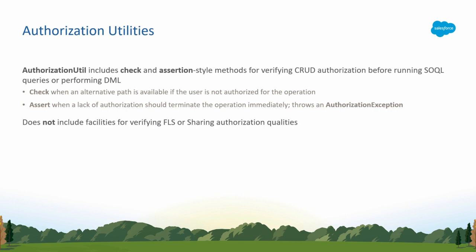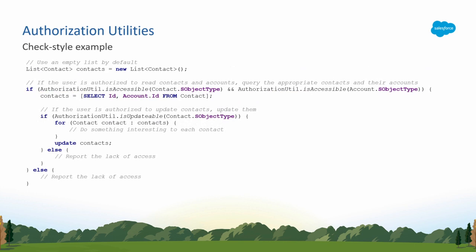So let's take a look at what this looks like. We'll start with the check style example. There's an authorization util class, and you just call is whatever the thing you care about. Accessible, if you want to know if they have read access to it, is updatable, creatable, upsertable, things like that. And again, I want to know if things are going to fail at compile time, so you pass the class constant for the SObject identifier.